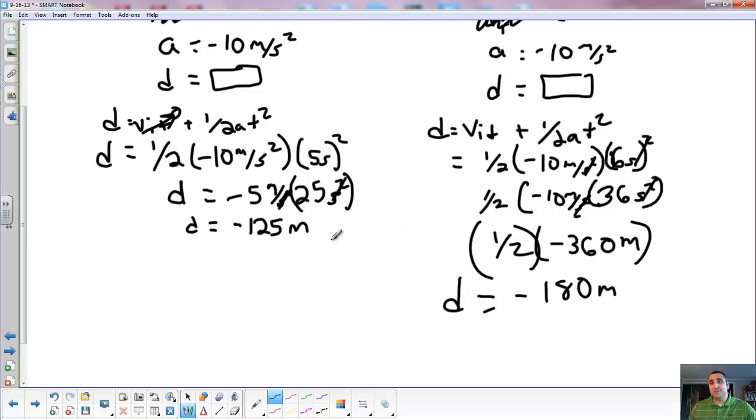And if you look here at the extra second, you fall an extra 55 meters, which is kind of cool. So, there you go. Hope that one helped for number 19.